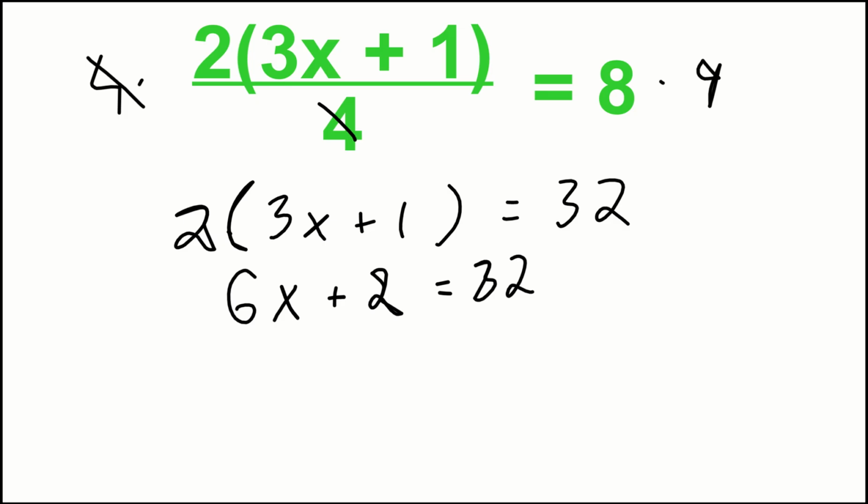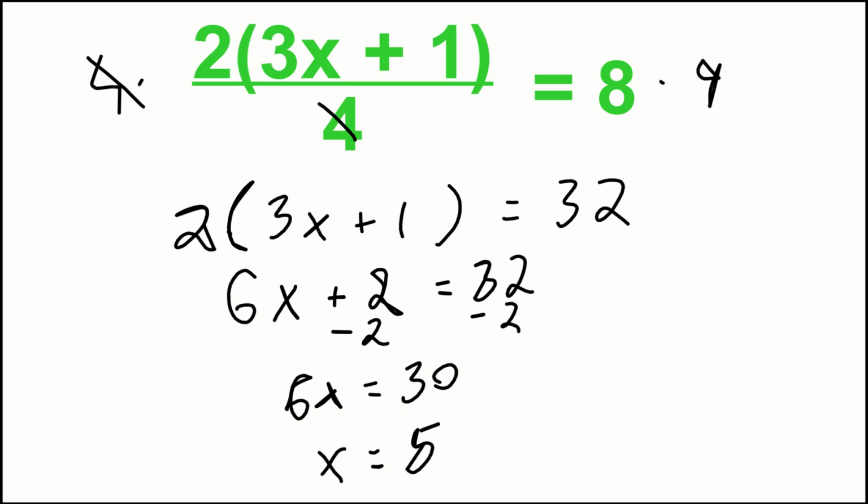Then we're just solving the equation by doing opposite. Get rid of your addition or subtraction first. So we subtract 2. So we got 6x equals 30. Divide. That gives us x equals 5. Any questions on that one? So when you see those that look like a fraction, just start by multiplying each side by the denominator.